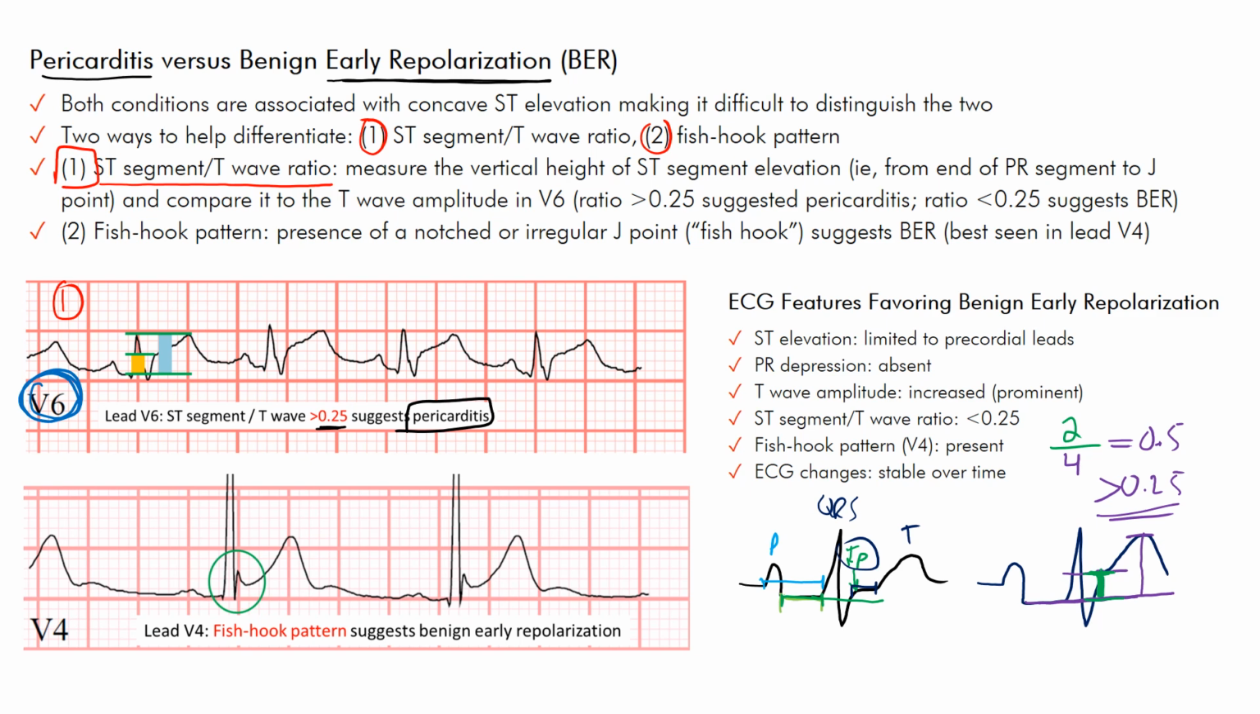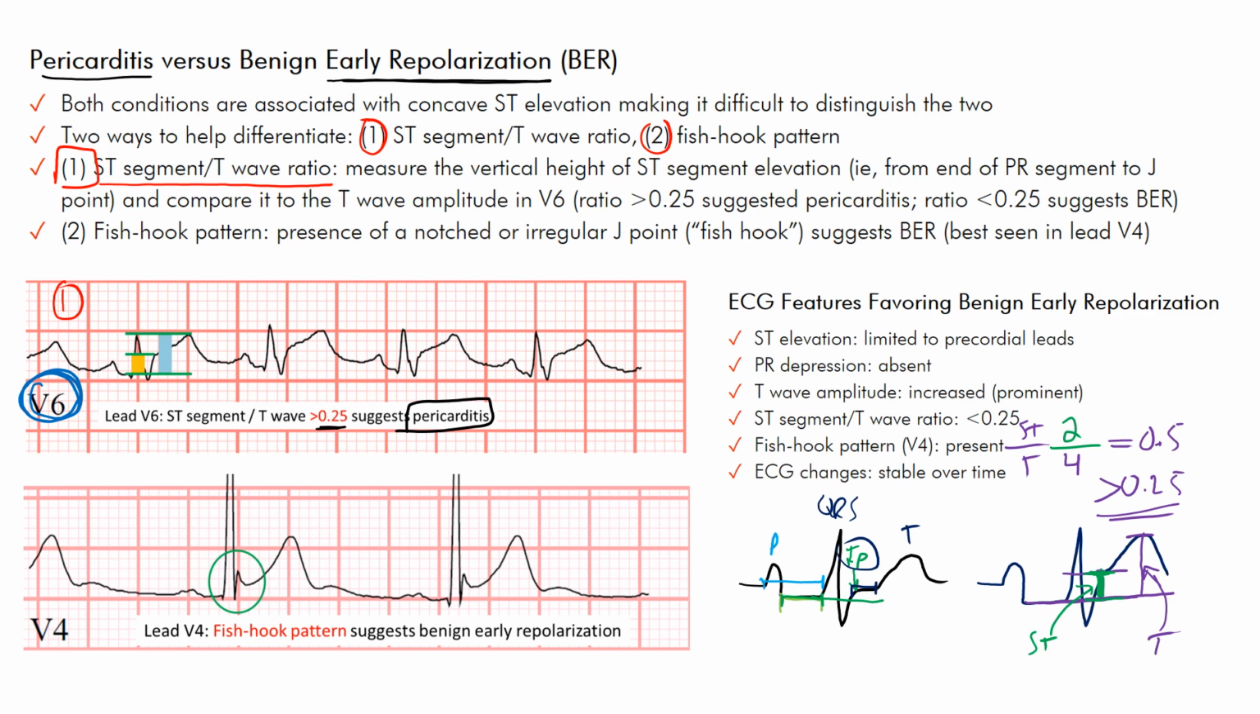You're using the ST segment, which is this portion here in green, and then we're using here the T wave segment. And that's why it's called the ST segment to T wave ratio. Hopefully that makes sense. So that's one way, and that suggests pericarditis.